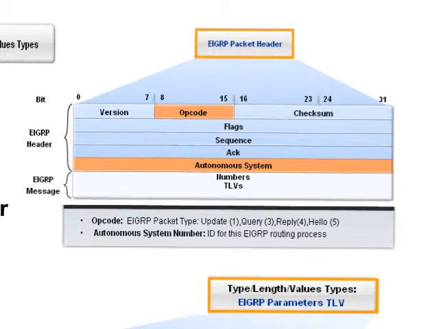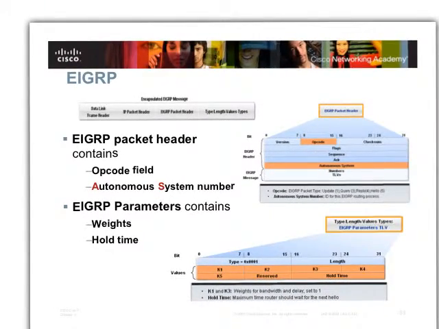So that's the packet header, and then you have the message payload, which is called type length values, TLV. These TLVs can have multiple message formats depending on what you need to communicate. One message format could contain the routing metric parameters. These parameters are used in the calculation of the composite metric that we talked about.